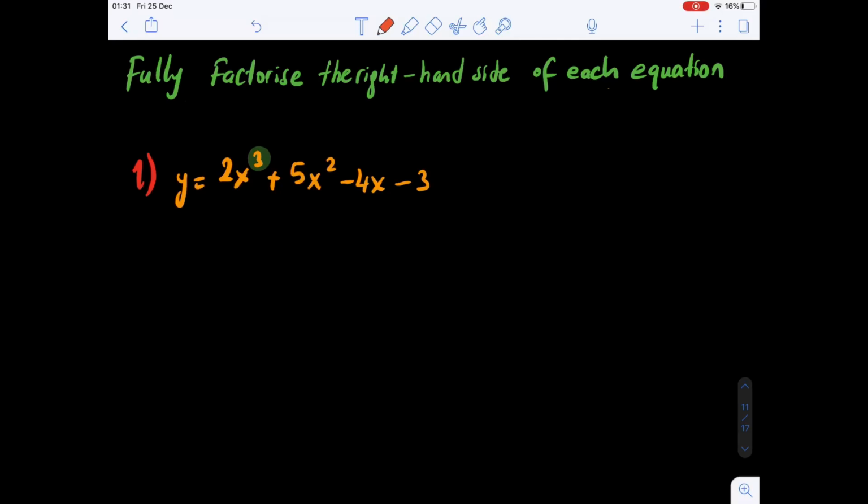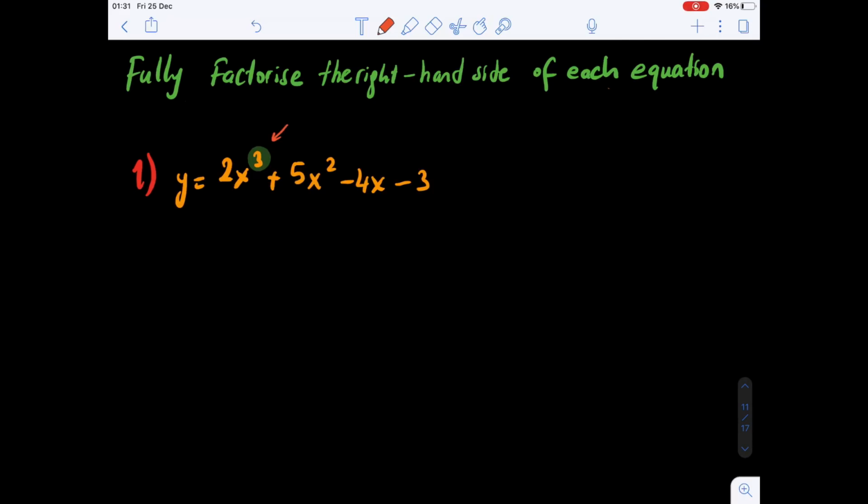Okay, everybody, I'm going to show you today how to factorize the right-hand side of the equation. We are going to look at the degree of the polynomial, which is 3. So we're going to have 3 factors. The first step is guessing the first factor. How can you find the first factor? You are going to guess.